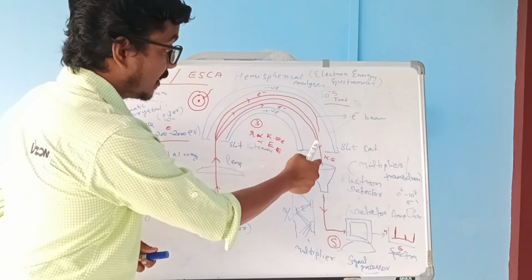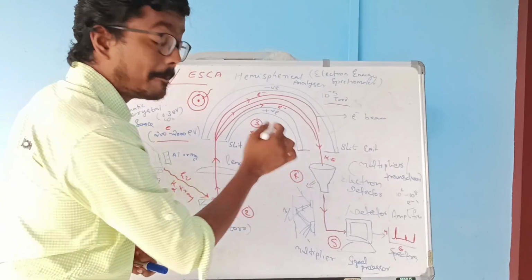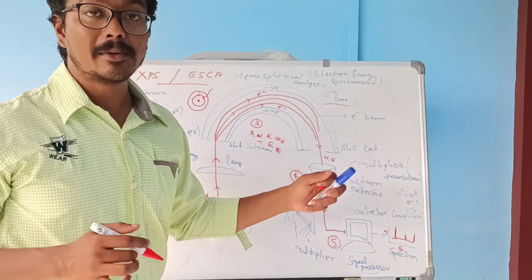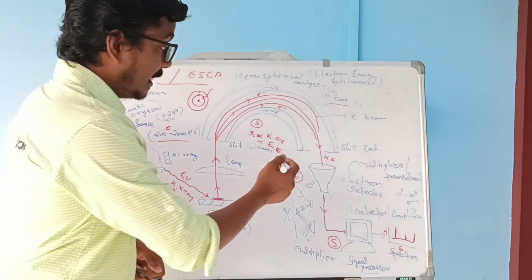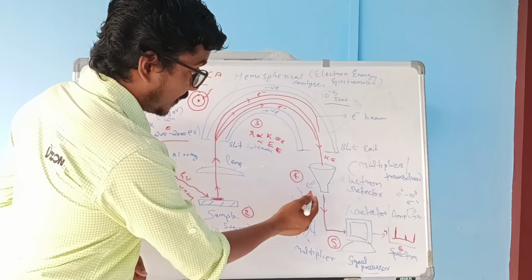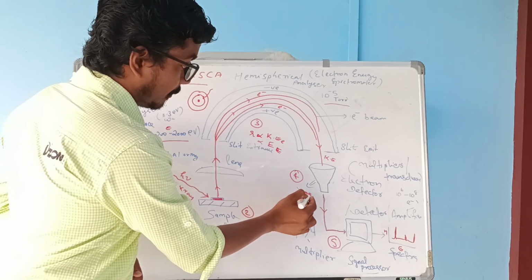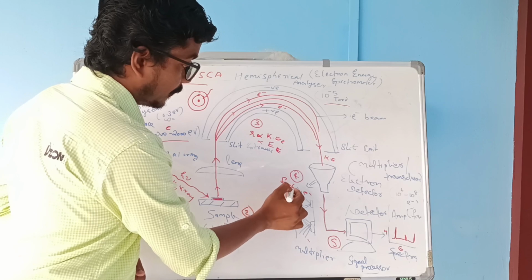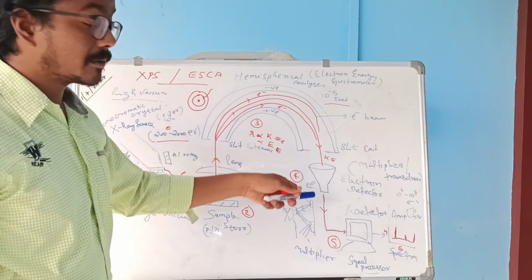The ejected electron beam, which attains the curved path, passes through the slit exit and moves as a single beam to a multiplier. This is called the electron detector. We are collecting that beam from the analyzer. This is the illustration of the multiplier, where a single beam of electrons is passed through it.